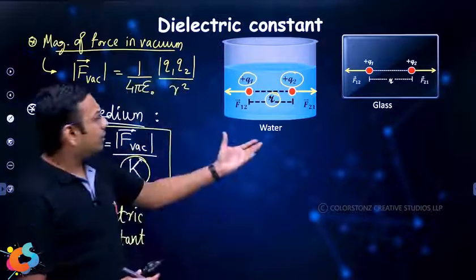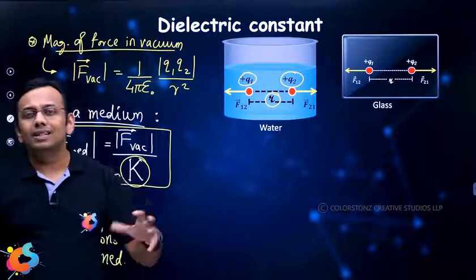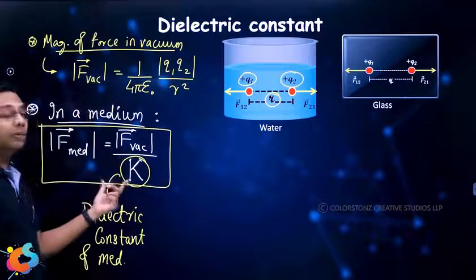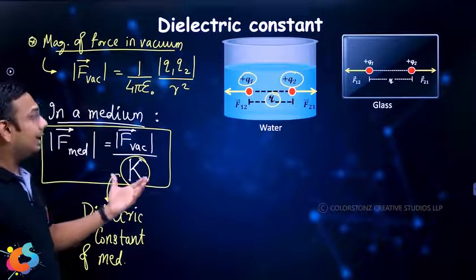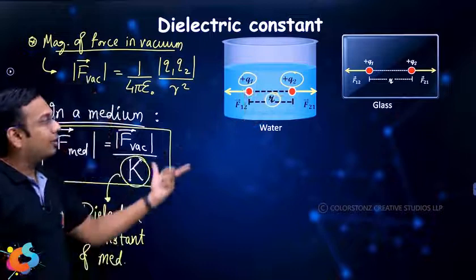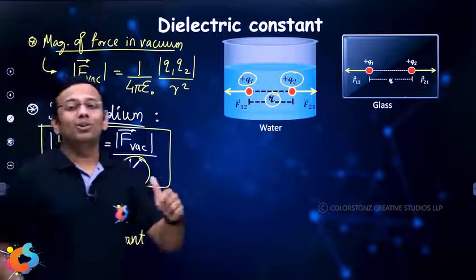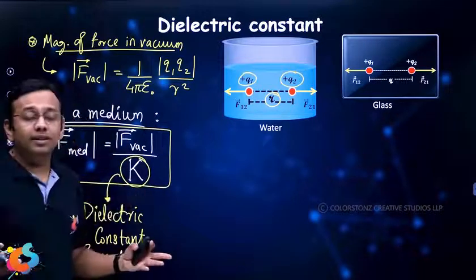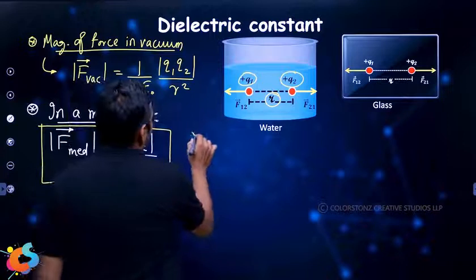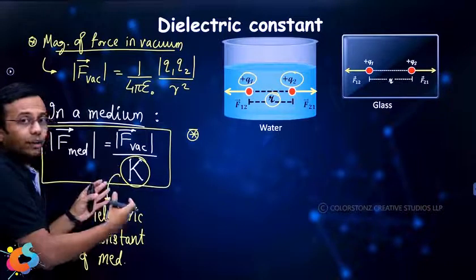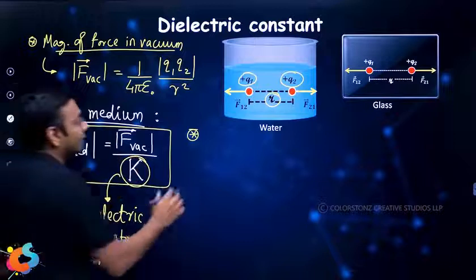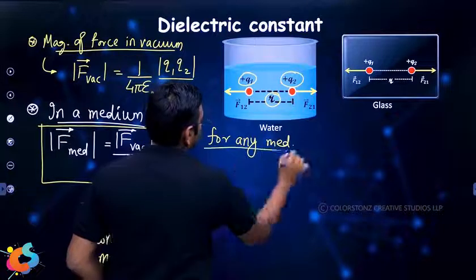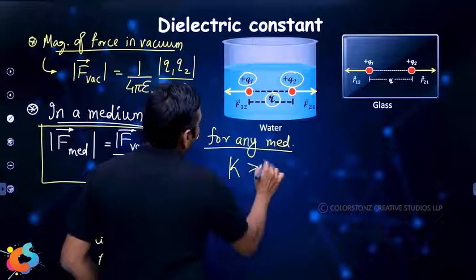So let's say if it is water, for water it is found that the dielectric constant is approximately 80 to 81. So the force is going to reduce by a factor of 80. The same charges, if I keep in vacuum and in water, then the force is going to reduce by a factor of 80. Remember, the force is always reducing. So mathematically, what this means is that for any medium, this factor K is always greater than 1.